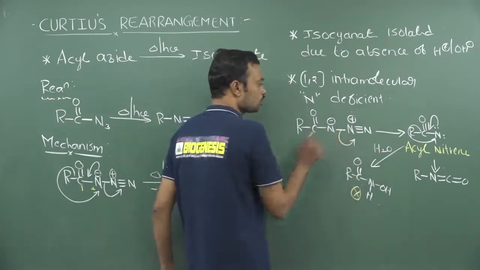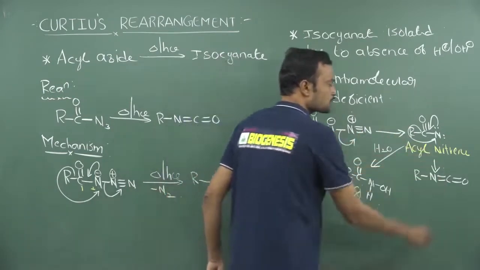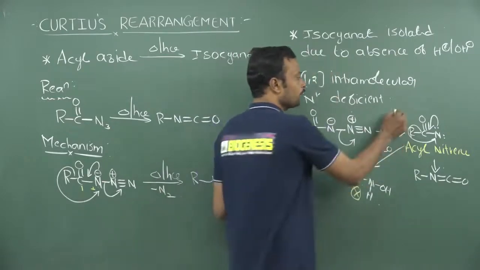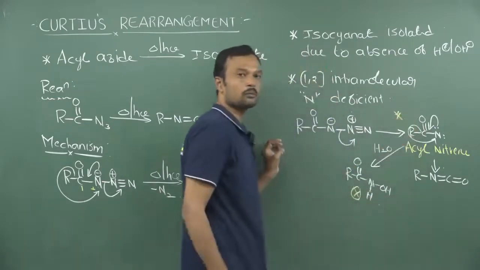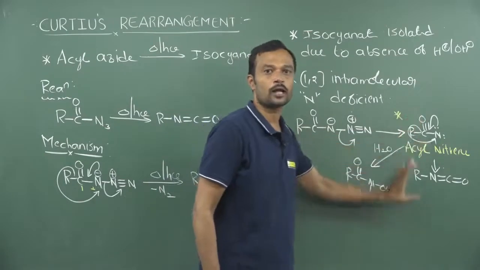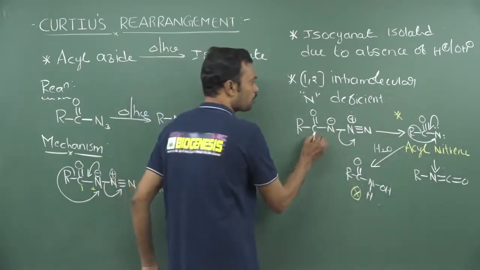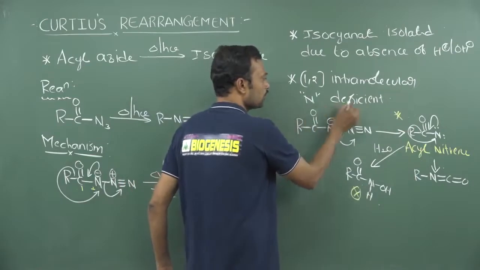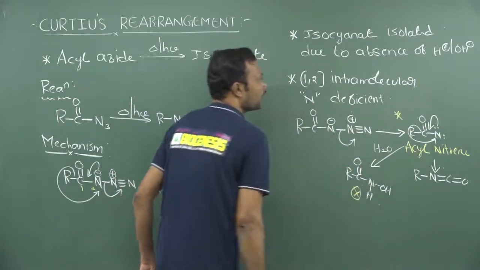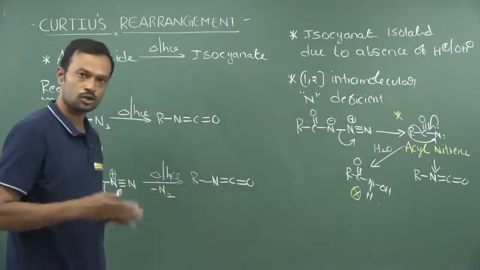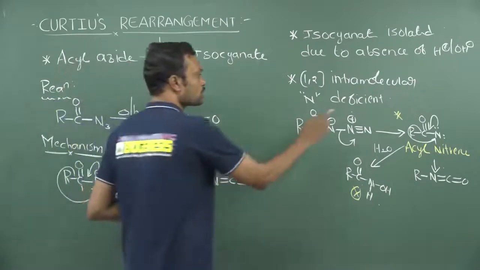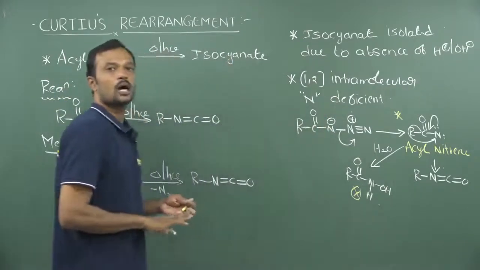So loss of N2 and migration of R take place simultaneously, and it definitely proceeds with a nitrene intermediate, but that nitrene is unable to be trapped. Finally, the migrating group migrates from carbon to nitrogen, so the nitrogen-deficient intermediate is a nitrene. It is a 1,2 Whitmore shift, an intramolecular rearrangement reaction, and the isocyanate is completely isolated.